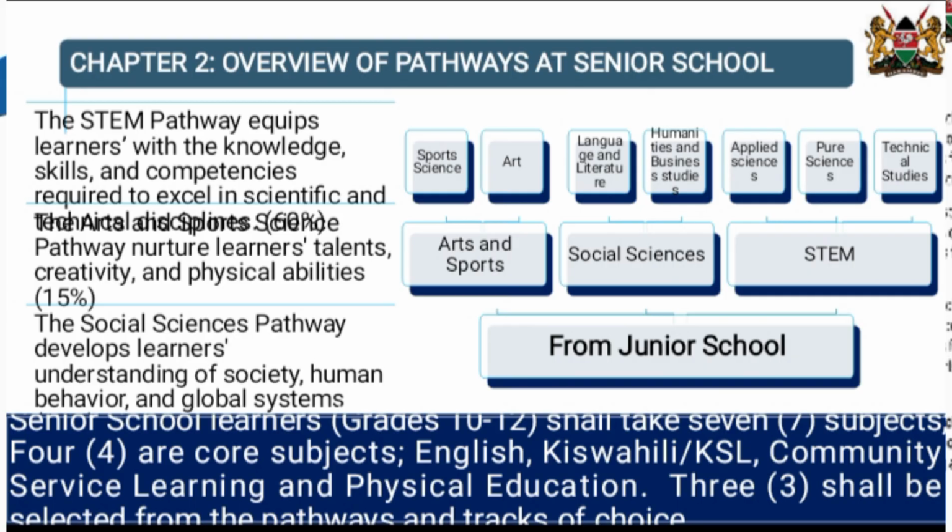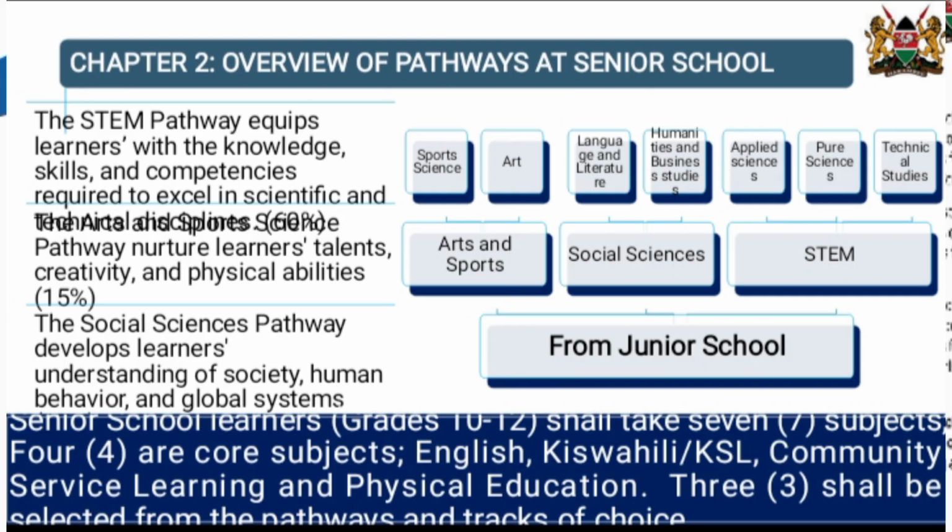When we talk about social sciences, it will be all about language and literature, then humanities and business studies. When we talk about STEM as a pathway, it will be focusing on applied sciences, pure sciences, and technical studies. That will be the areas that these learners will be focusing on from junior school.